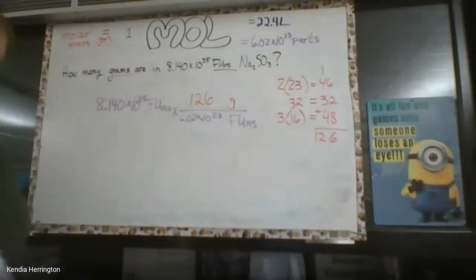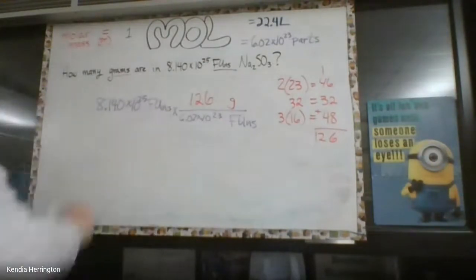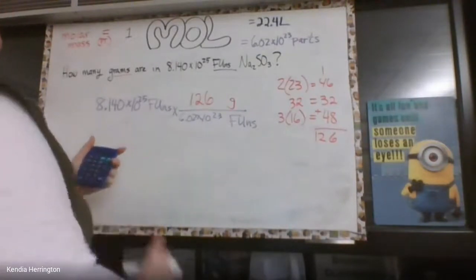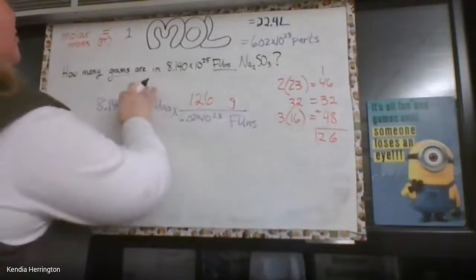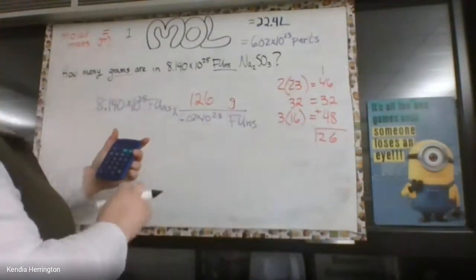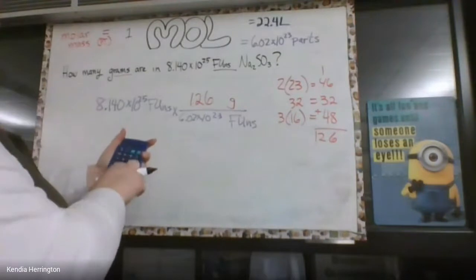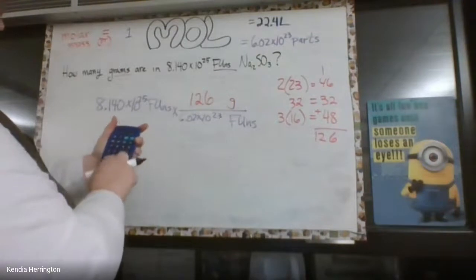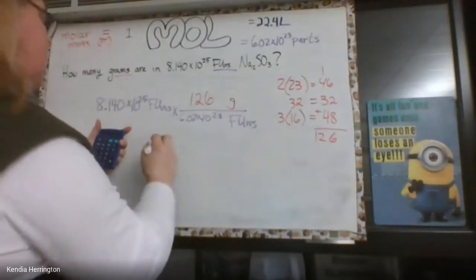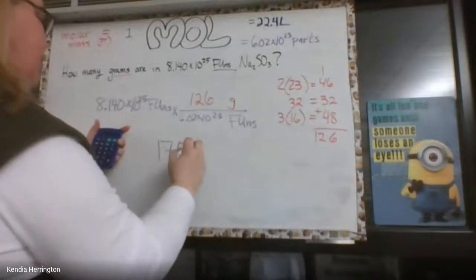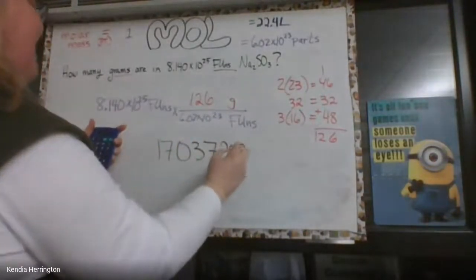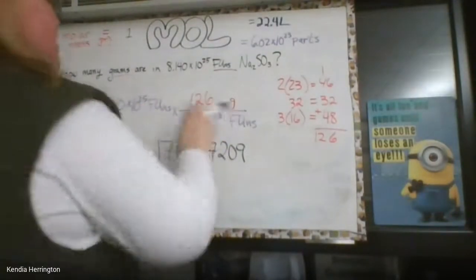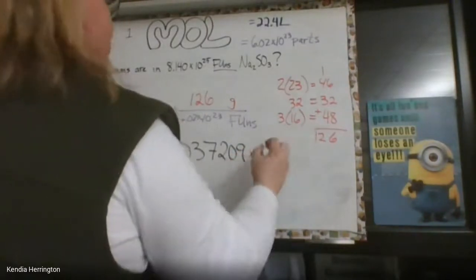Now that I have my equation set up, I can just calculate. So I'm going to use my trusty calculator. I have 8.14. It doesn't allow me to do exponents, so I'm going to take the exponents out and worry about them later. Times 126. Let's see, denominator, so divided by 6.02. And I'm left with 1703729. 25, 23, so I subtract, since it's divided by, that leaves me with 2, so that's 10 to the 2nd power.